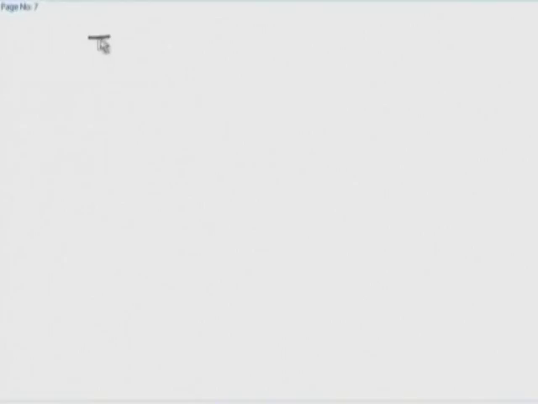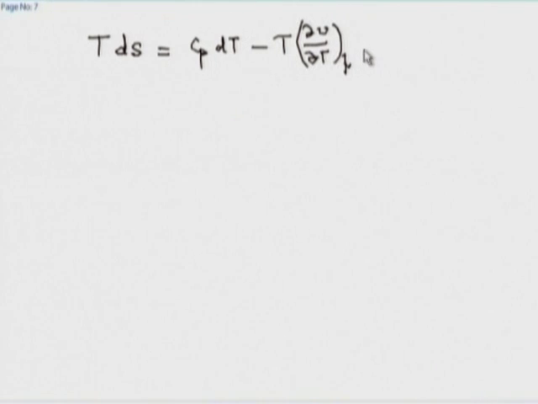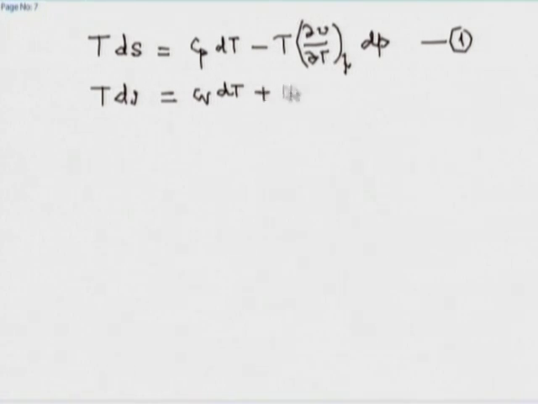Over to you, sir. No, I think you have missed some step. Our first TdS relation was TdS equal to Cp dT minus T dV by dT at constant P dP. This is the first TdS relation. The second TdS relation is Cv dT plus T dP by dT at constant V dV. This is the second TdS relation.